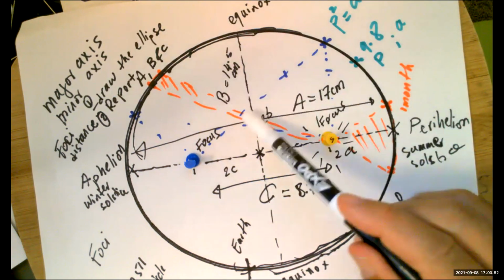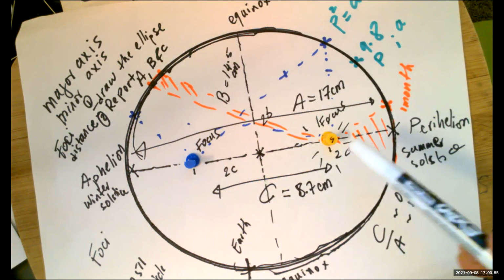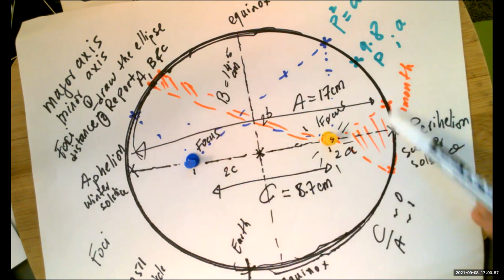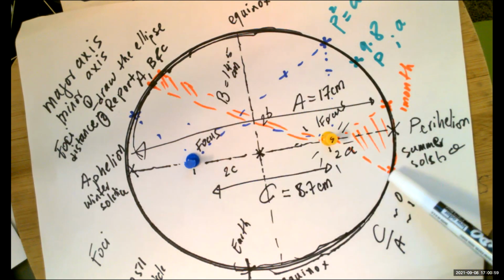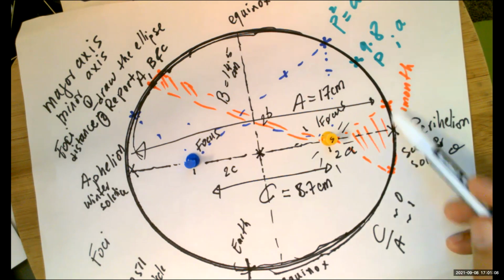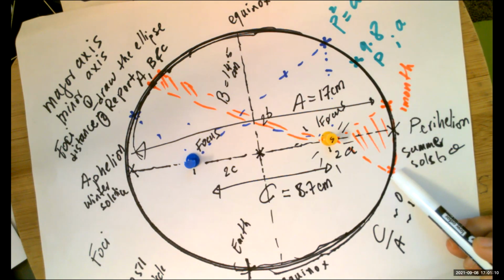But this area and this area are equal. Why are they equal? Although the arc distance is less here than here, the radius here is less than this radius, okay? The area is proportional to the radius squared, and the arc displacement. So what's going on in here?